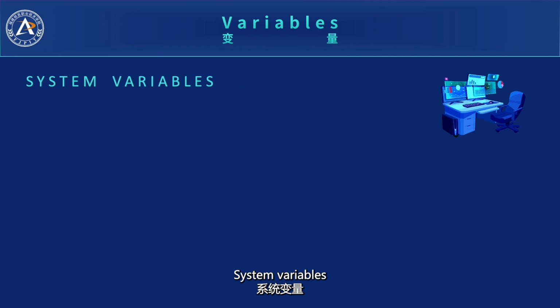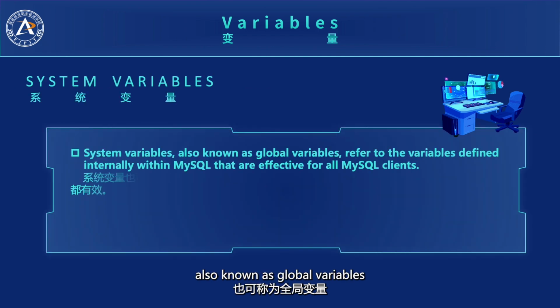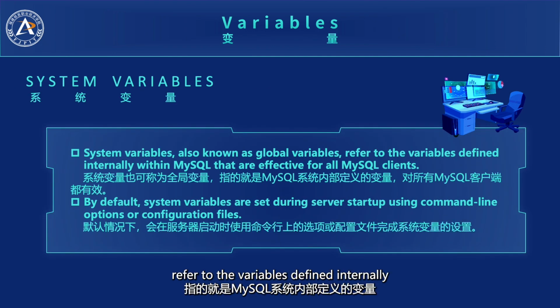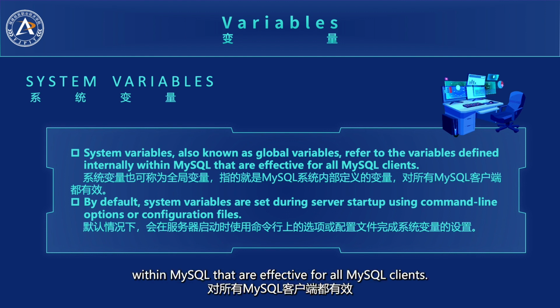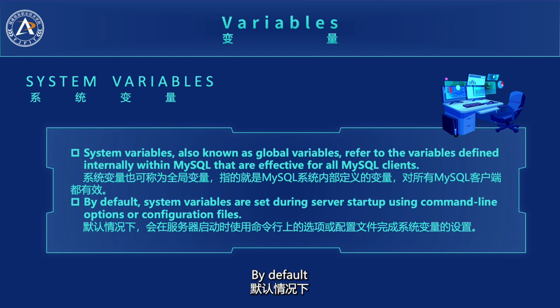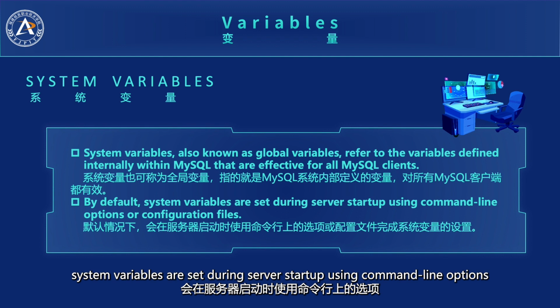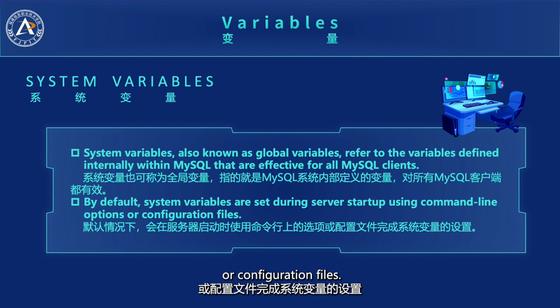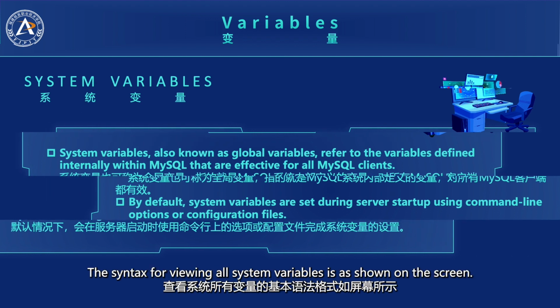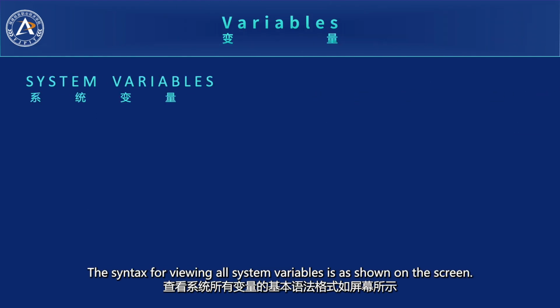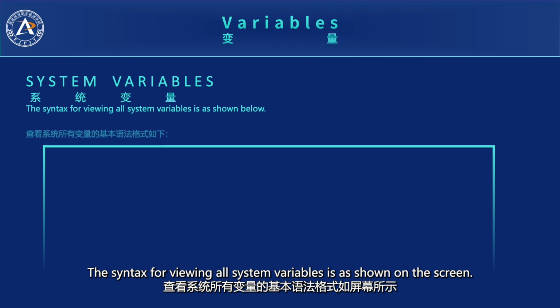System variables, also known as global variables, refer to the variables defined internally within MySQL that are effective for all MySQL clients. By default, system variables are set during server startup using command line options or configuration files. The syntax for viewing all system variables is as shown on the screen.